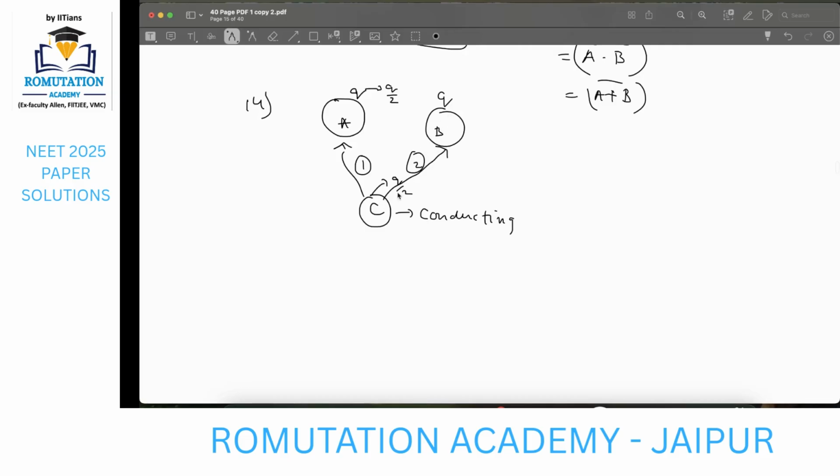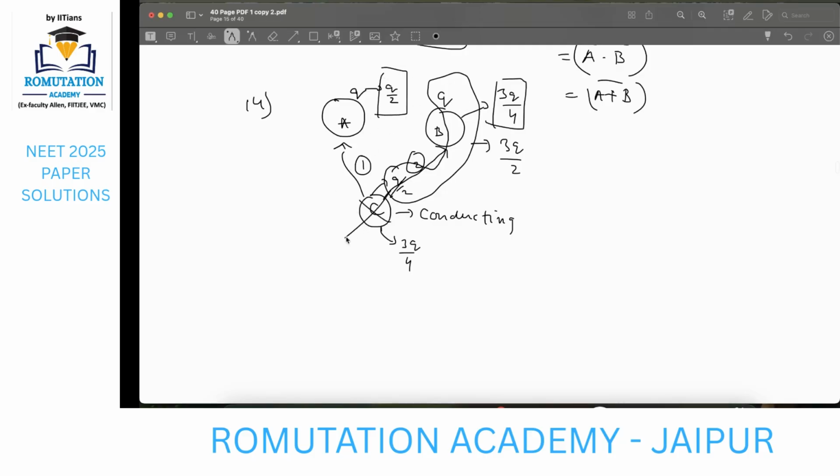Again, once they are in touch, where will the charge flow stop? Overall charge in this case will become q plus q by 2, which is nothing but 3q by 2. It will only stop when it becomes equal on both. So this will finally become 3q by 4, and this will finally become 3q by 4. So the final values are given in these boxes, right? And now this C has been removed from the scene.